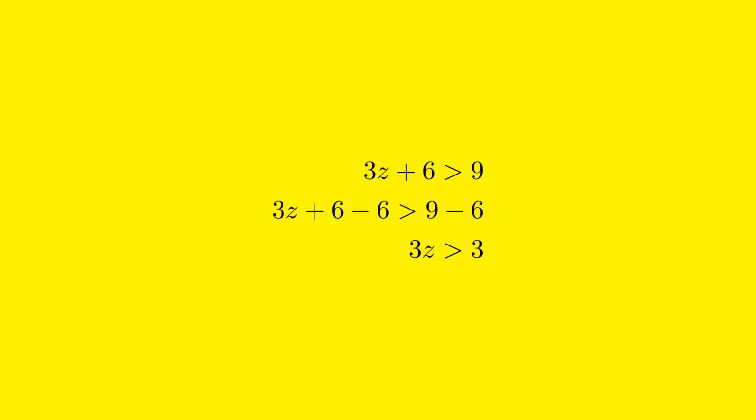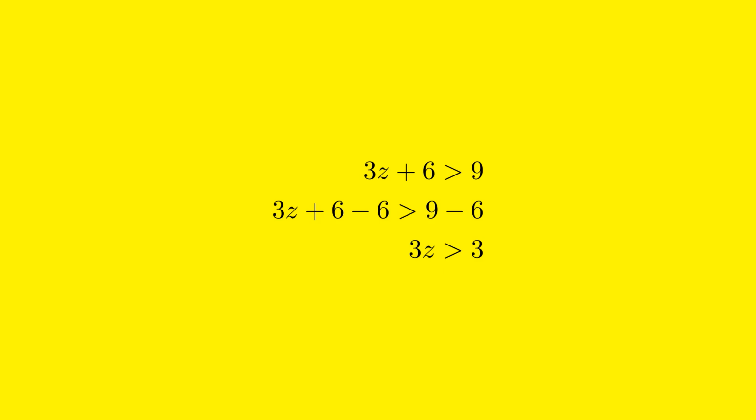To solve the inequality 3z plus 6 greater than 9, follow these steps. First, we aim to isolate the variable z on one side of the inequality sign. Begin by eliminating the constant term added to 3z, which is 6, on the left side. To do this, subtract 6 from both sides of the inequality. This changes the expression to 3z greater than 9 minus 6. Subtracting 6 from 9 results in 3. So now the inequality reads 3z greater than 3.